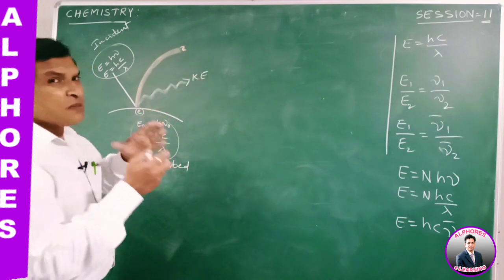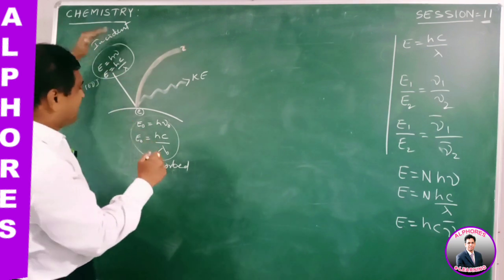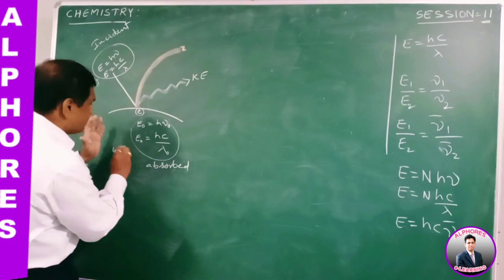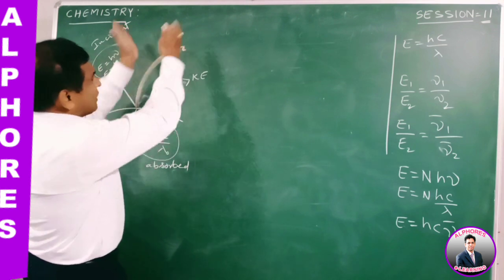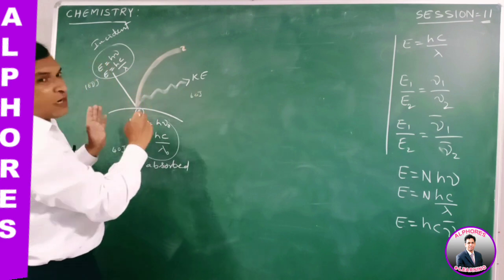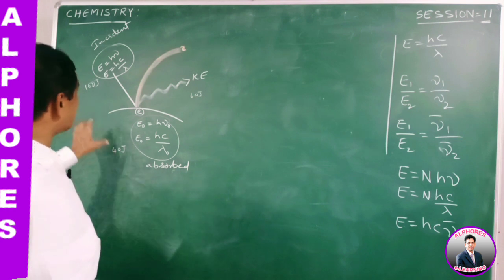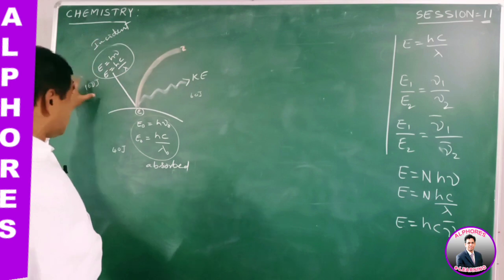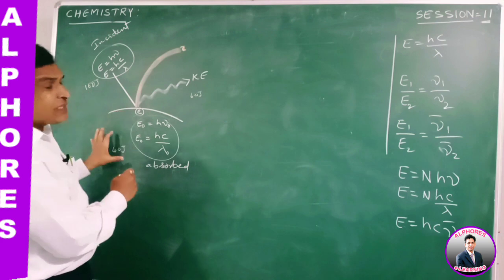So, simple understanding. For example, 100 joules of light energy is falling on the surface. The surface electron absorbs 40 joules of energy, and the electron is ejected. Then the remaining 60 joules is released in the form of kinetic energy. Got it. The total energy of the incident light is equal to the sum of E naught, that is the absorbed light, and the kinetic energy.